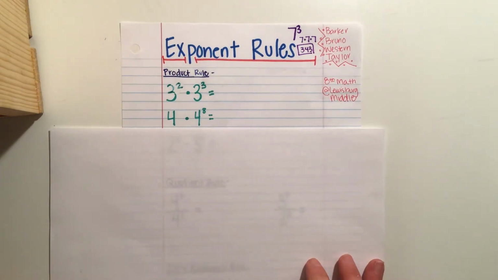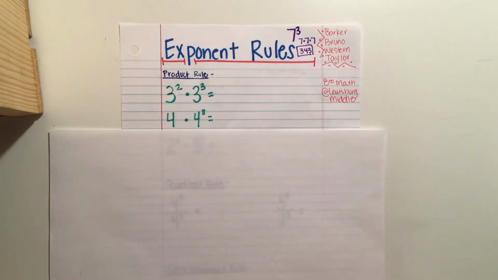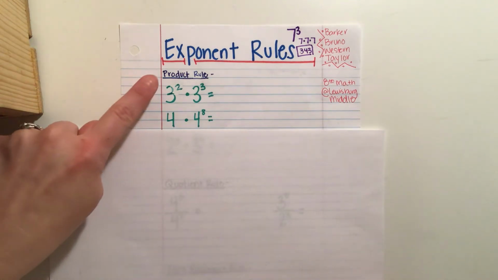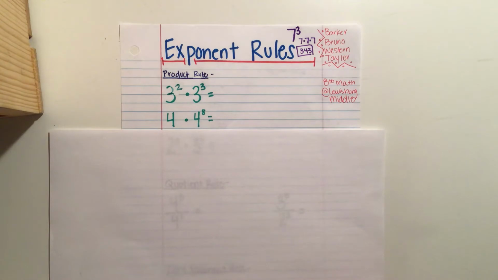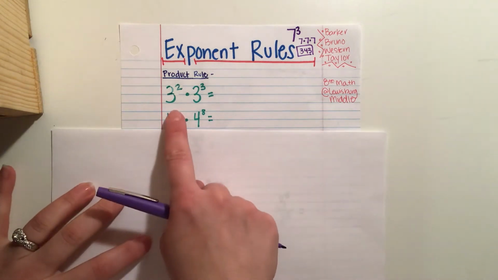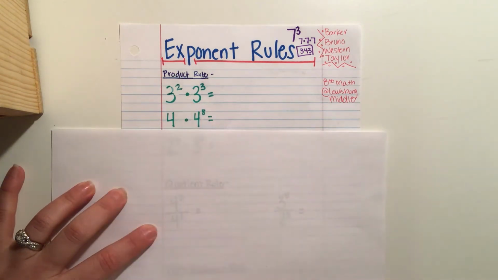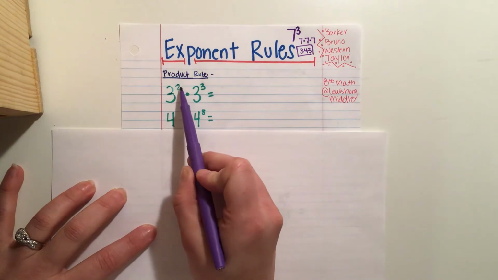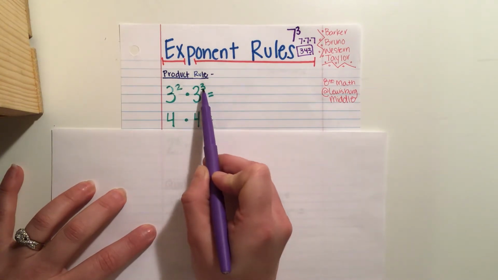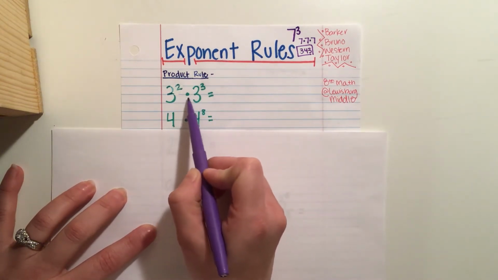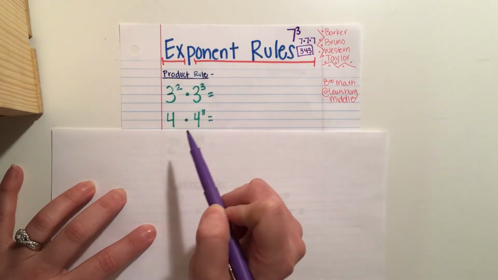Let's go ahead and go over some actual rules of exponents. So the first rule we're going to talk about is the product rule. Now, what does the word product mean? Product is the answer to a multiplication problem. But you're not going to be multiplying here. The product rule, you use this rule anytime you have an exponent problem that has a multiplication sign there. So we have 3 to the second times 3 to the third. Anytime you have a multiplication symbol, you have a product rule.